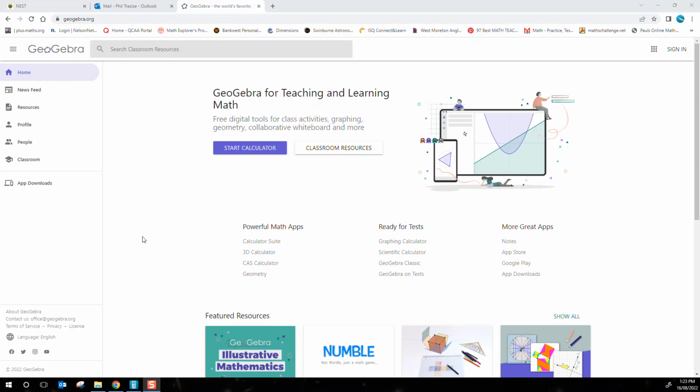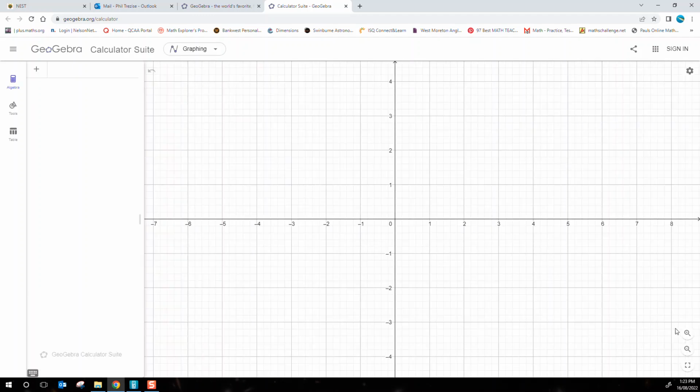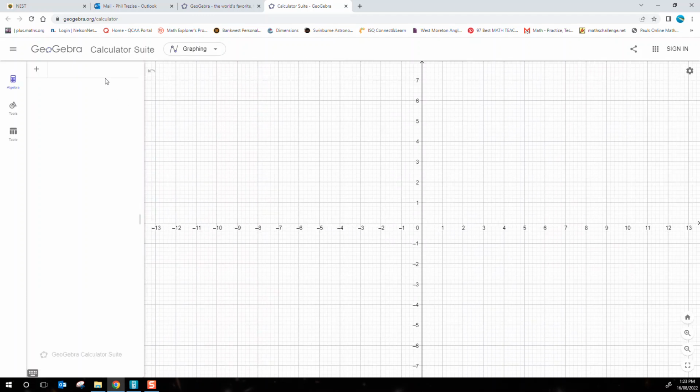Hi everyone, today I'm going to be using GeoGebra to look at some gradient functions. So this is what we did in class. I'm just going to start a new calculator here in a browser window and let's have a go.